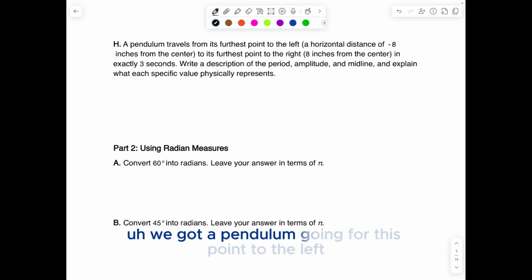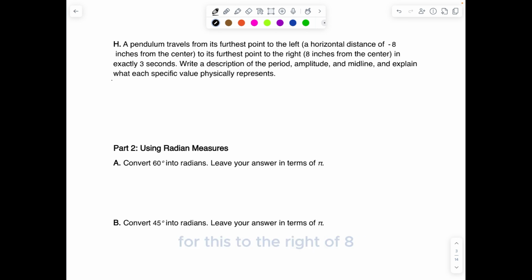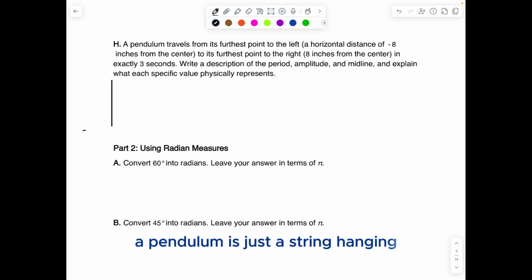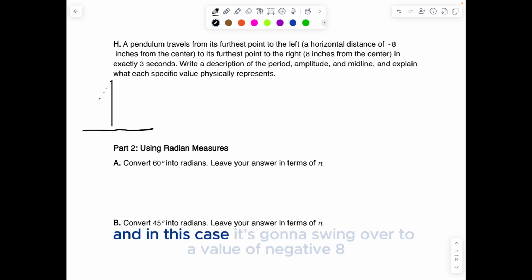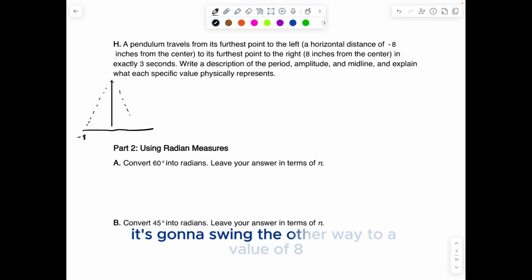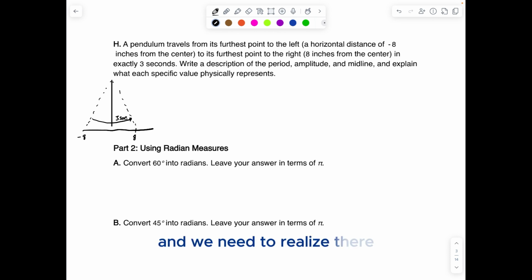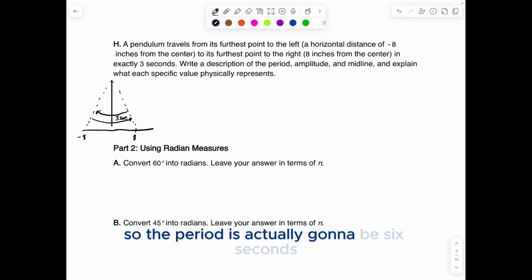We have a pendulum going furthest to the left at a distance of -8 and furthest to the right at 8, and it does so in exactly 3 seconds. So again, I would always recommend a sketch here. A pendulum is just a string hanging, and it's going to swing left to right. In this case, it's going to swing over to a value of -8, and then swing the other way to a value of 8. It says it goes from -8 to 8 in 3 seconds, and we need to realize that's only half the period. It needs to come all the way back. So the period is actually going to be 6 seconds.